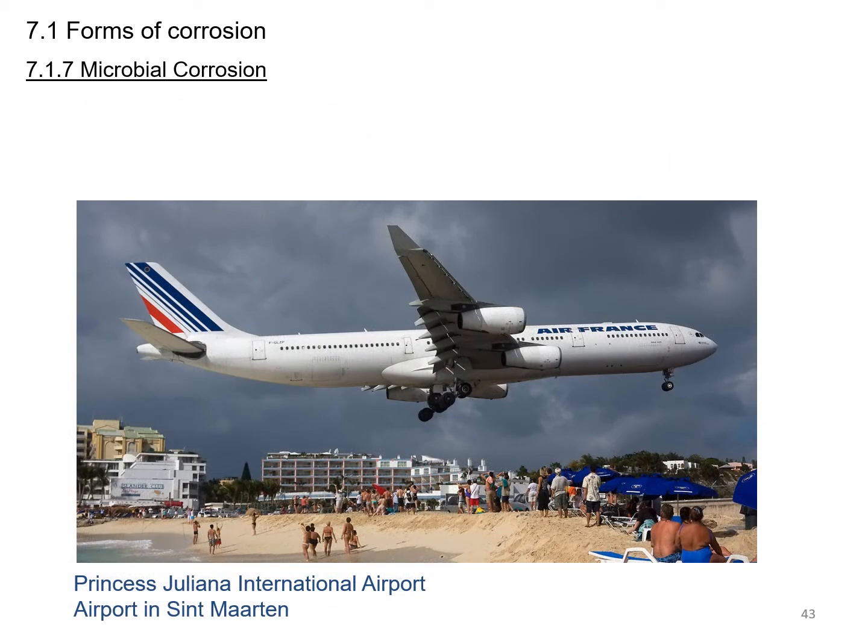7.1.7 Microbial corrosion. This picture is a real picture. This is in Saint Martin, where the threshold of the runway is a few meters away from the beach. You can actually see the planes land there. People gather on that beach to see the planes land and take off. When they do take off, there's also always a risk of incident. If you do a little search on YouTube for Saint Martin airport, you'll find tons of videos of people getting jet blasted away from the beach.